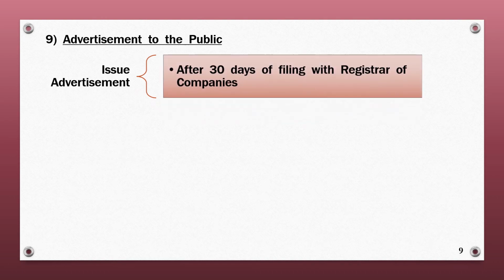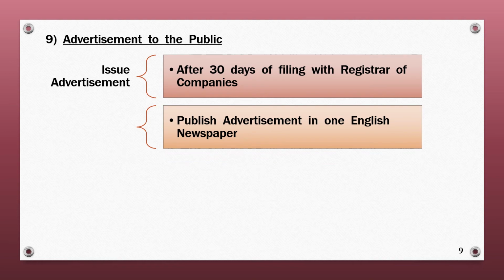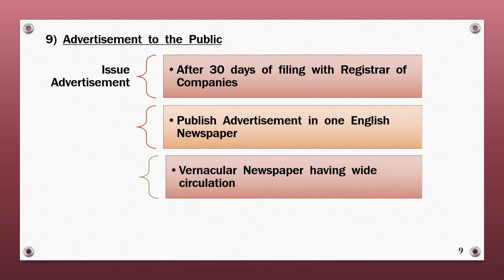The next step involves issue of advertisement to public. The company, in order to invite the general public, needs to issue advertisement. However, the advertisement can be issued only after a period of 30 days from its filing with Registrar of Companies. Further, the company needs to publish advertisement in one of the leading English newspaper as well as one of the vernacular newspaper which has wide circulation, that is wide coverage, in the state where the company's registered office is located.